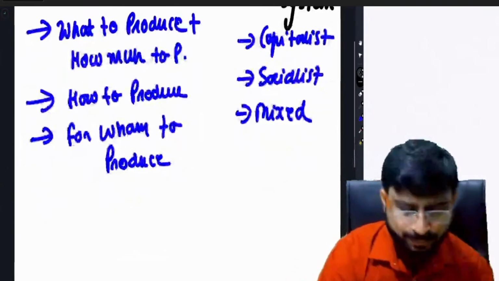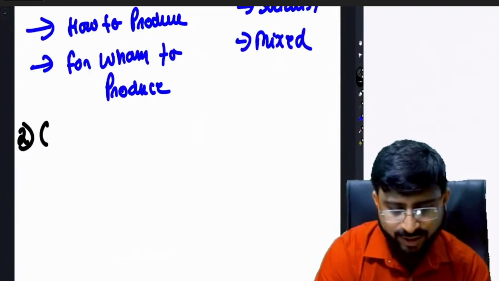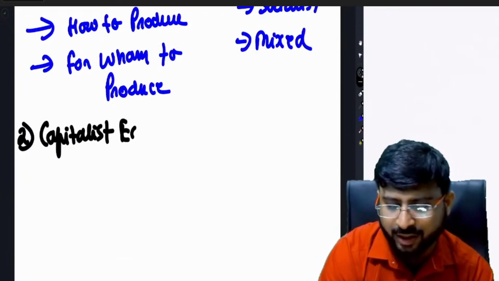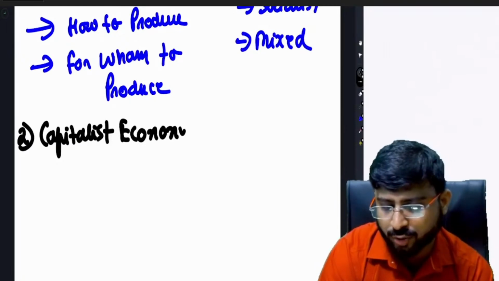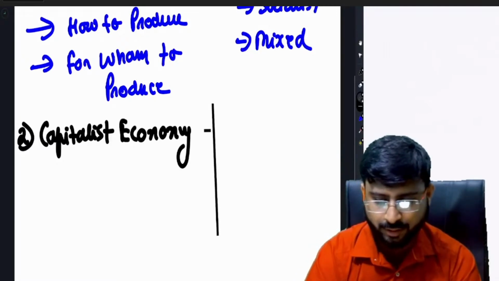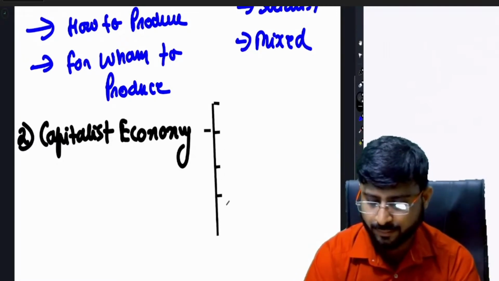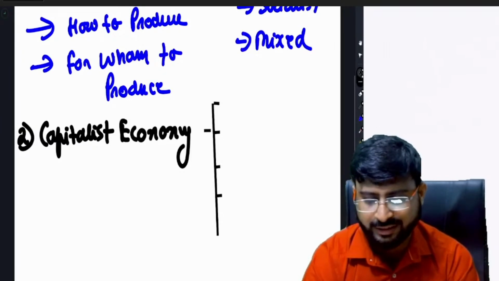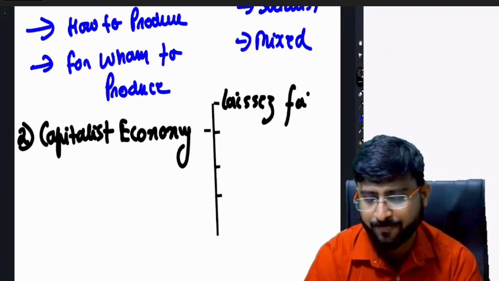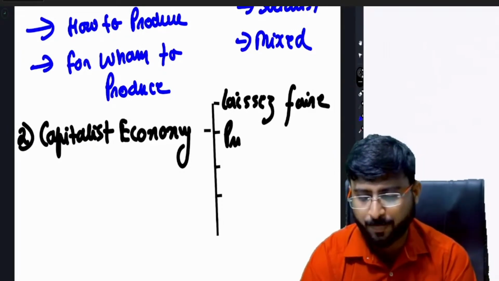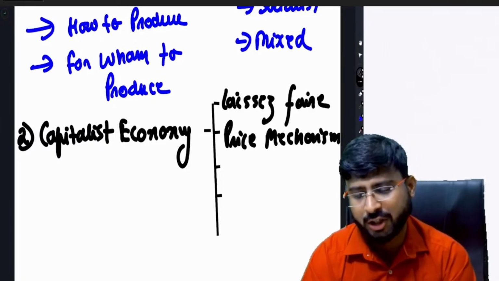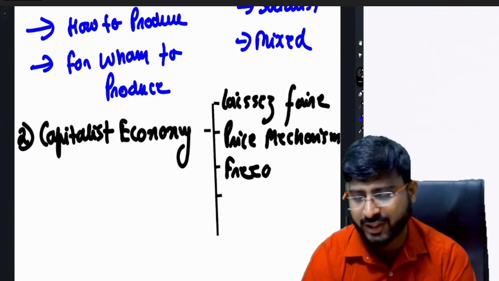All right. Number two, everyone, then we discussed some features of capitalist economy. Obviously, there are multiple. I'll highlight only the few important ones so that you are ready for your exams. Number one, it is laissez-faire, that is free from government interference. You see here price mechanism. Here you have freedom, both the producers and the consumers.